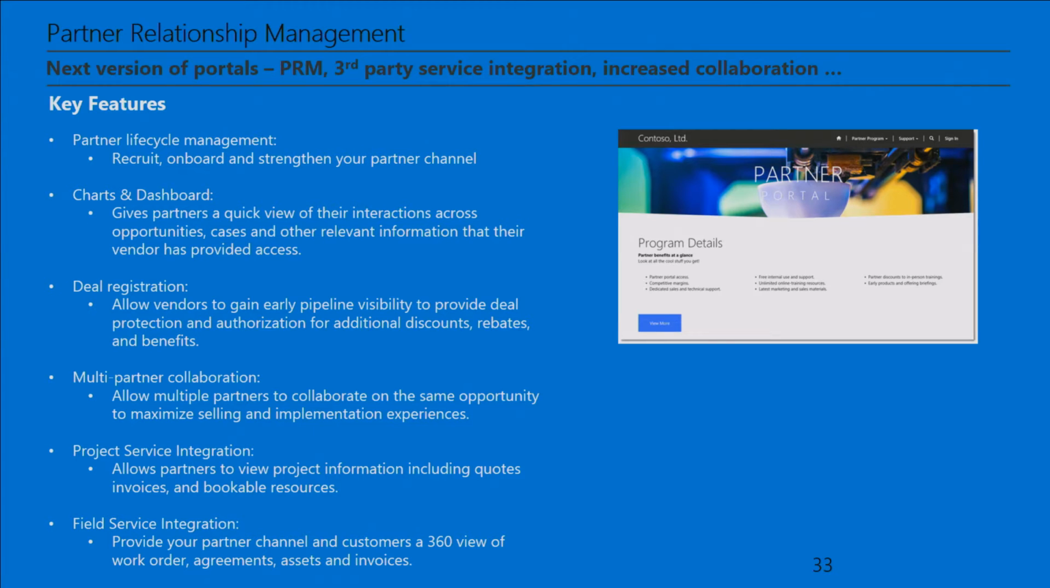So for the partner portal from Project Service, it allows partners to view project information, including quotes, invoices, and bookable resources, so that they can actually have a partner channel with the bookable resources there. Field Service allows you to have a full 360-degree view of your work orders, agreements, assets, and invoices, and a few other things that are related to that as well. So just again, it's through the partner channel. In the longer term roadmap, we're going to have deeper, more specific portals for these as well, but we basically just lit these up within the concept of the partner portal for now.